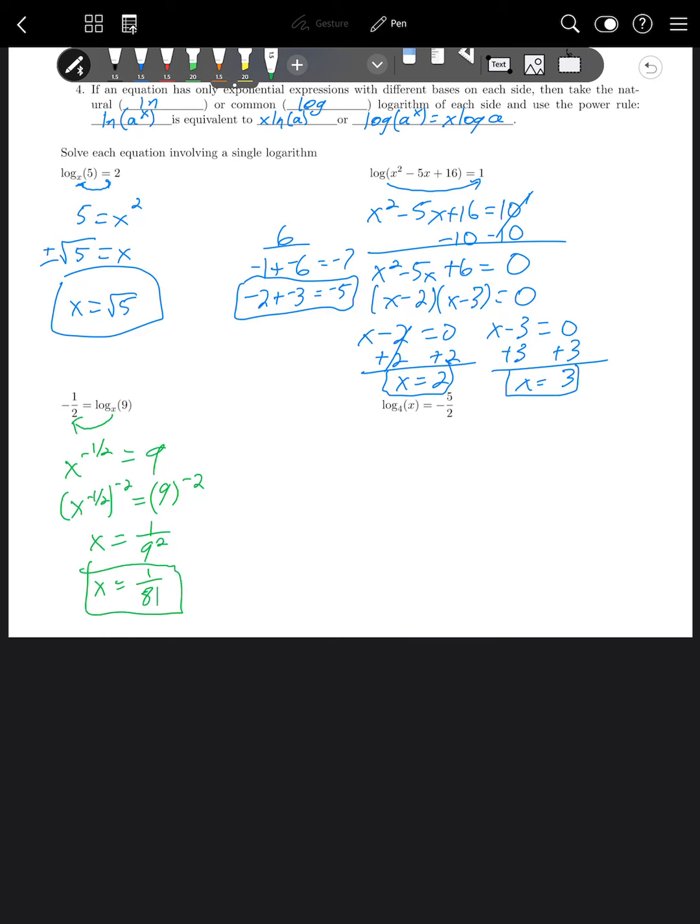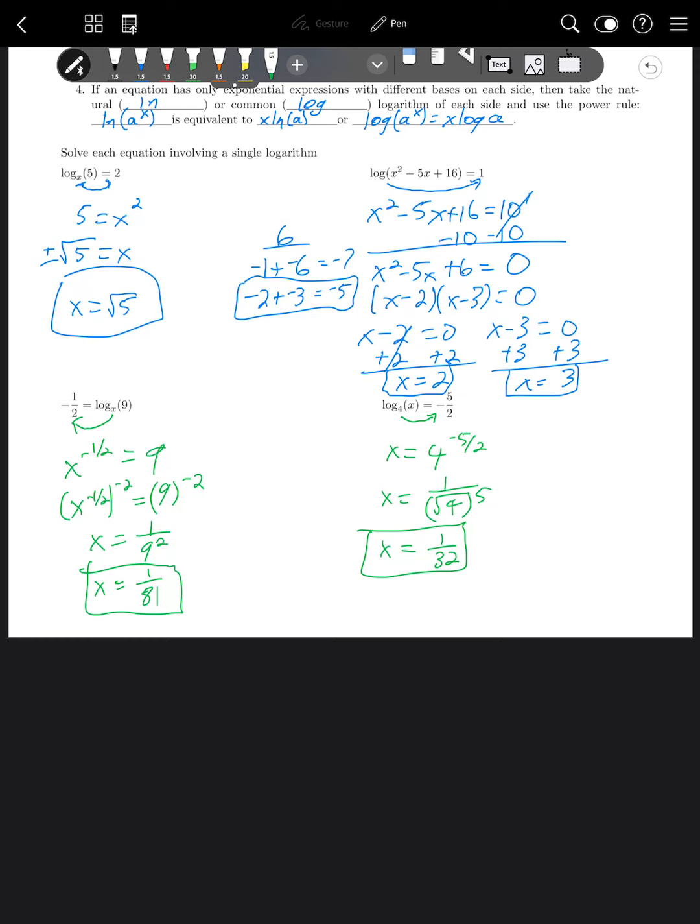Okay, and then the second one, same idea. Take the 4, move to the other side. So we get 4 to the negative 5 halves. And you can put that in your calculator, and it'll tell you the answer, or you can do it by hand. So this would be x equals 1 over the square root of 4 to the 5th. And the square root of 4 is 2, and 2 to the 5th is 32. So this would be 1 over 32.